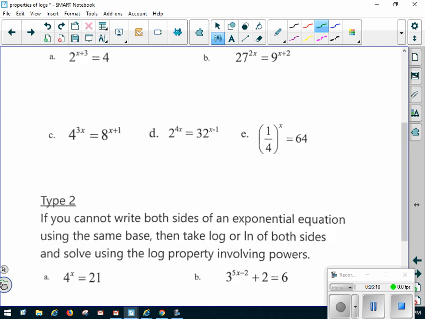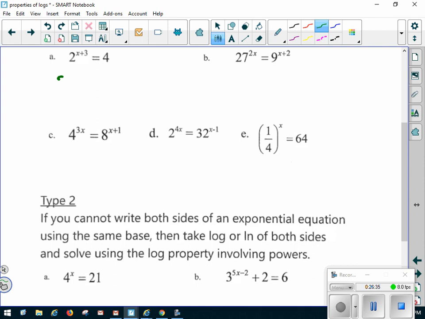Look at A. No, 2 to the 4th is not 4. You could probably sit and just plug in numbers and guess and check until you got that, couldn't you? It'd be negative 1, because negative 1 plus 3 is 2, and 2 squared is 4.